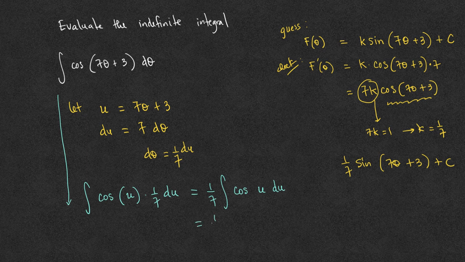But the integral of cosine is sine. We add a c for the indefinite integral. This is 1 over 7, and u is 7 theta plus 3. We need to substitute 7 theta plus 3 into u, plus c. And we see that we obtain the same answer as when we guessed it.